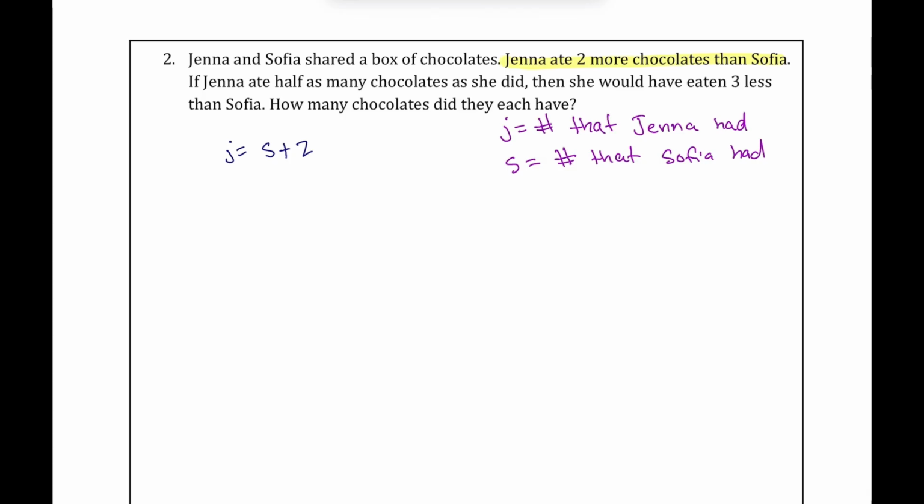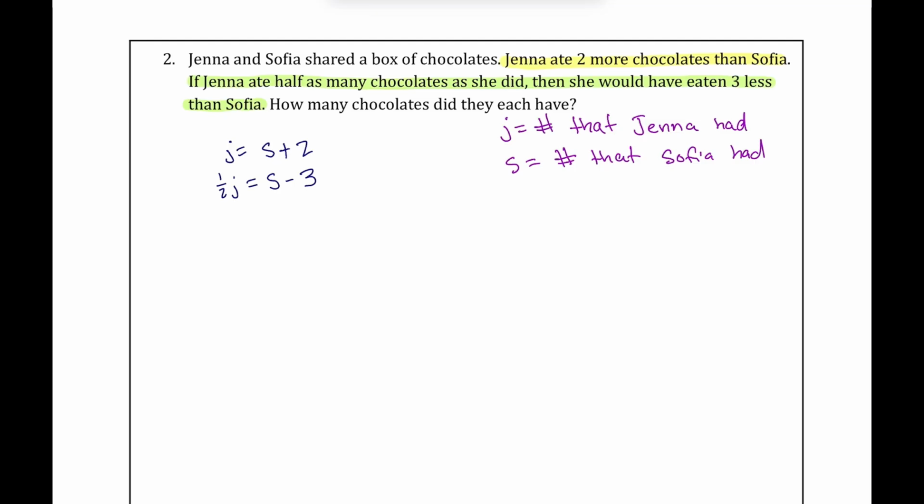The next thing we're given is that if Jenna ate half as many chocolates as she did, then she would have eaten 3 less than Sophia. So half of how many Jenna had eaten would be represented by 1/2 J, and we want that to be 3 less than Sophia, or in other words, we can write that as S minus 3.